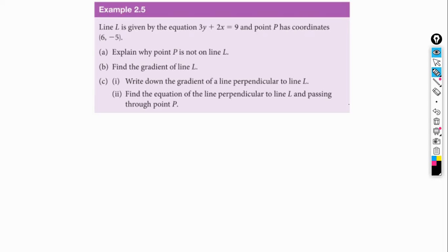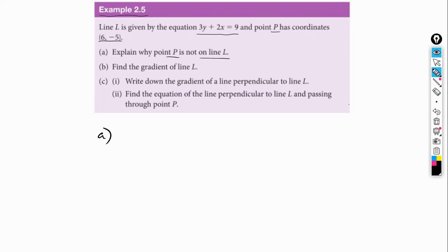Very well, so now we are going to do example 2.5, and it says line L is given by the equation 3y plus 2x equals 9, and point P has coordinates 6, negative 5. Part A, explain why point P is not on line L. So they're telling us that point P is not on line L, and we have to show why.